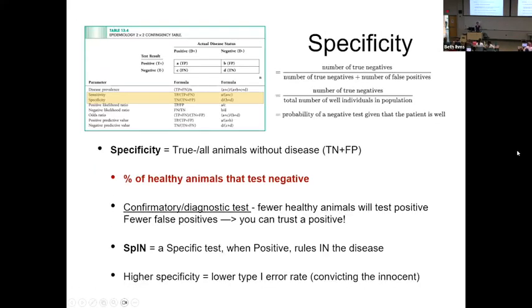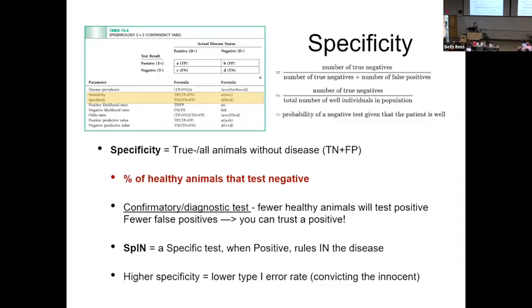Specificity is the flip. Okay. So it's true negatives divided by everyone who doesn't have the disease. So the true negatives plus the false positives are everyone without disease, right? Does that still make sense? It makes sense now, but when you leave this room you're going to be like, I don't understand any of what just happened. So the specificity is the percentage of healthy animals that are testing negative. Okay. So this is used for confirmatory tests for diagnostics.